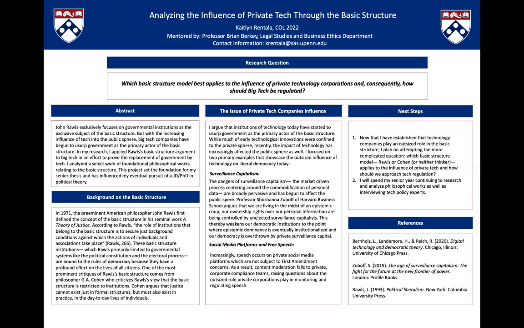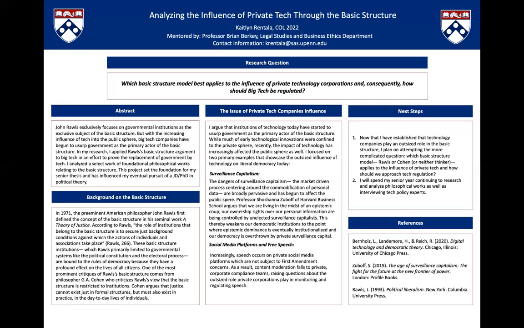These questions are really large and immense and tie in ultimately with the larger question of what is considered just democracy and how should we regulate tech to ensure the fair functioning of liberal democracy.